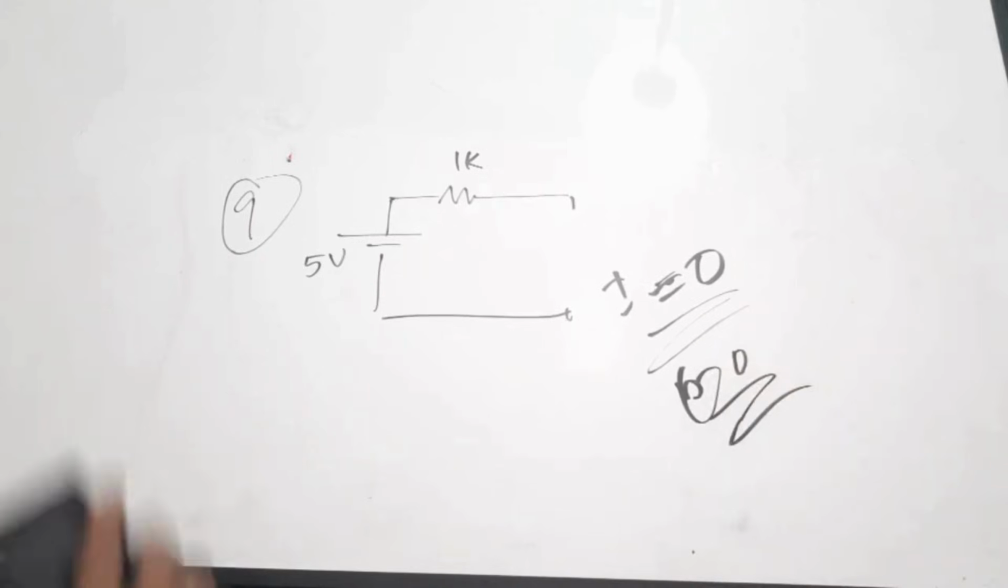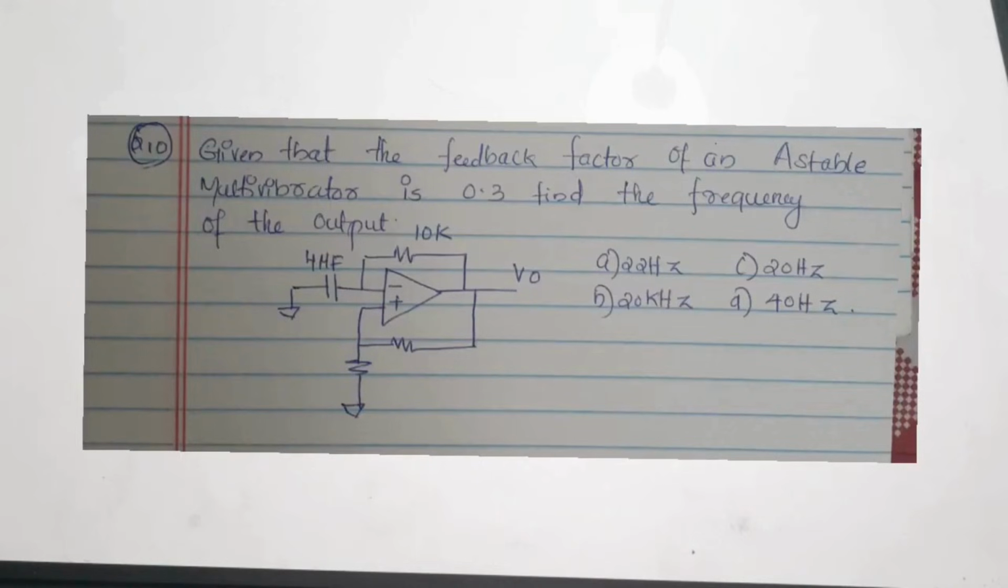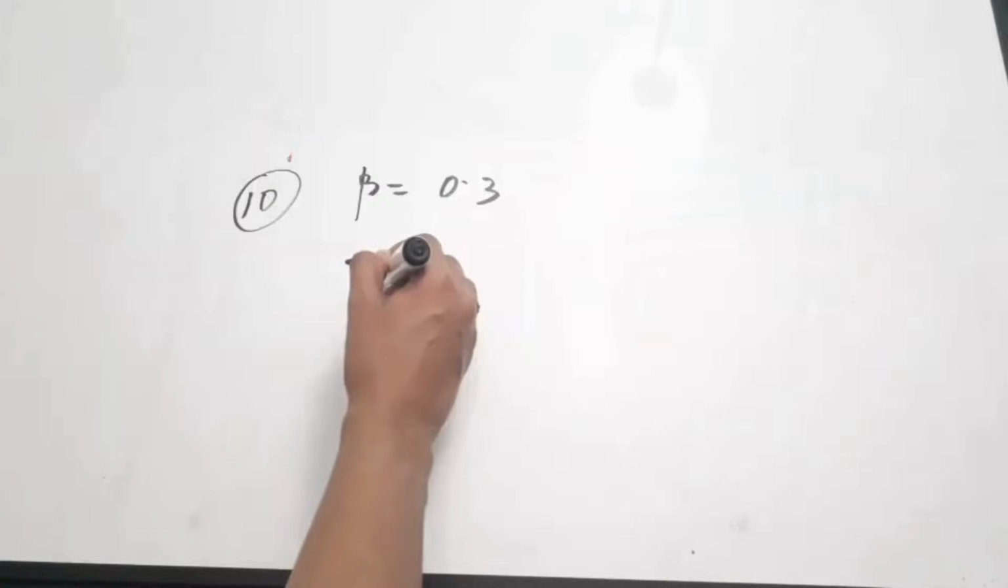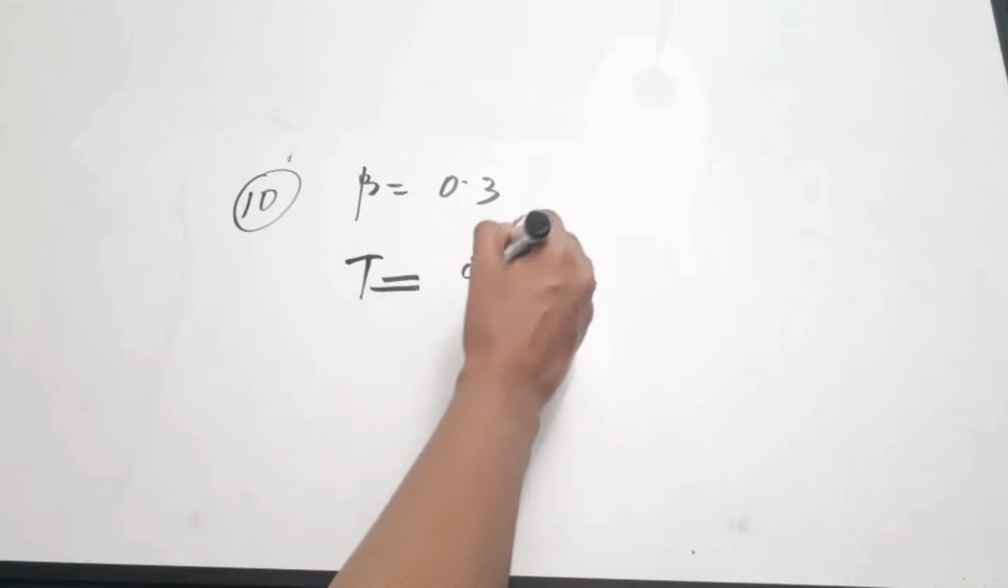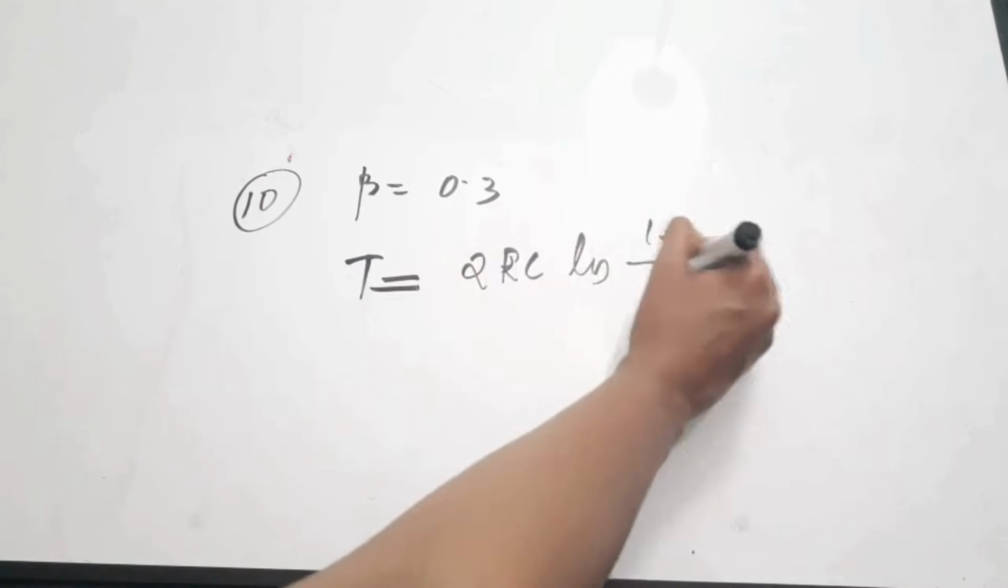The 10th question is a numerical question from multivibrators. Given that the feedback factor of an astable multivibrator is 0.3. So the beta feedback factor of an astable multivibrator is 0.3. Find the frequency of the output. You need to find what is the frequency of the output. Okay, so first we'll write the equation for the time period. Time period T equal to 2RC ln (1 plus beta) by (1 minus beta).